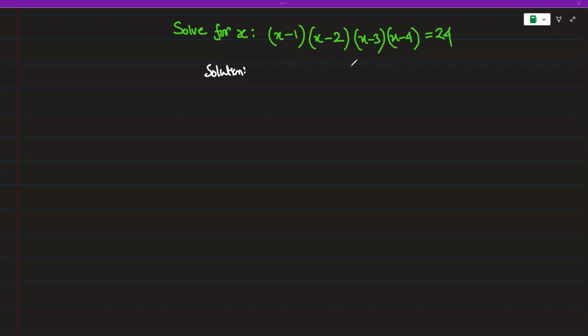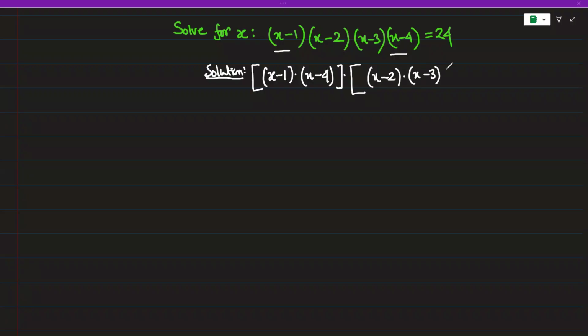To solve this question, first we group the factors. So first we pair the first and fourth term, and next we pair the second and third term. So we can write that (x − 1)(x − 4) times (x − 2)(x − 3) equals 24.